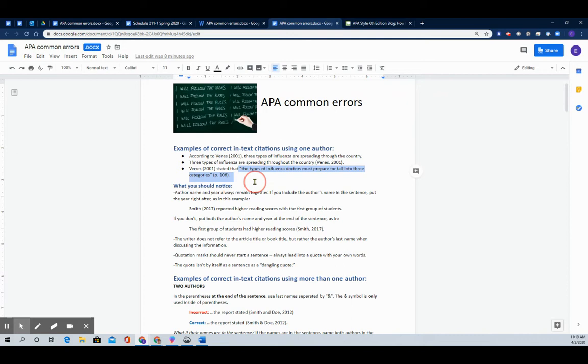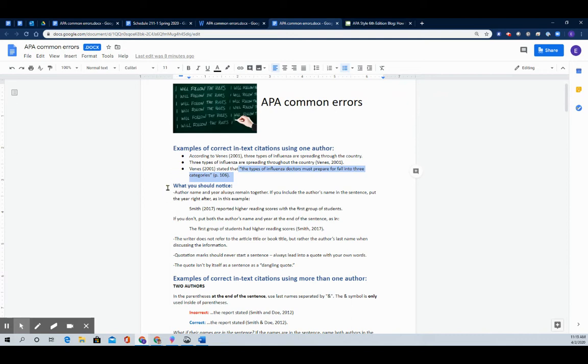What matters is you won't have it sitting by itself. It has something leading up to it right here. Venice, 2001, stated that, and then there is the rest of it. That's the quoted material. We're going to talk a little bit more about quoting material further along in the document.